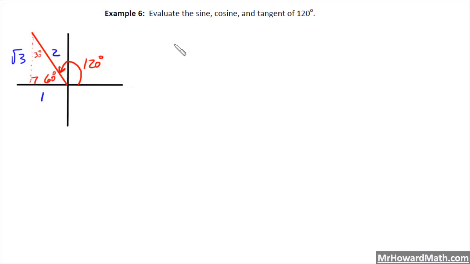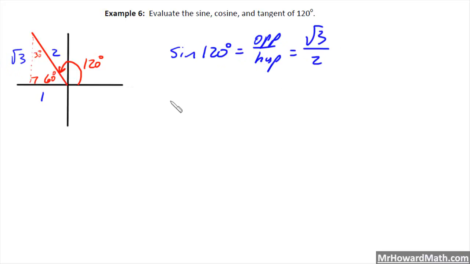Okay, now let's identify the trig value. So sine of 120 degrees is opposite over hypotenuse. So for us, the opposite side of our 60 degree is square root of 3, and the hypotenuse is 2. So sine of 120, square root of 3 over 2.